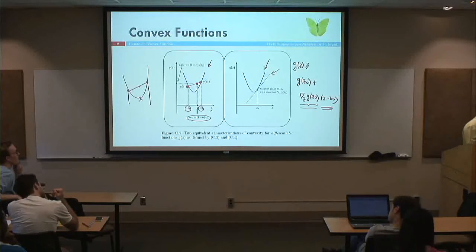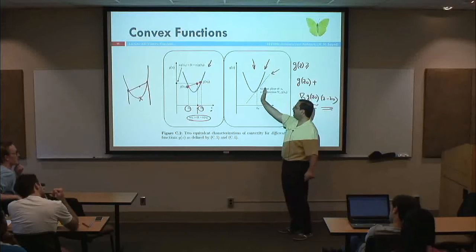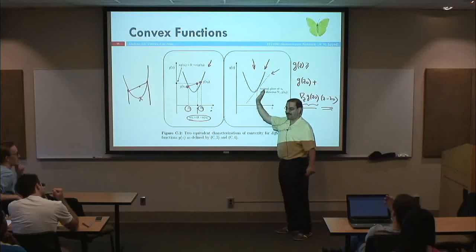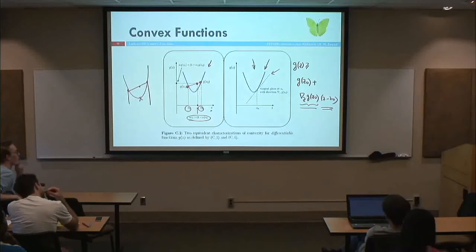This second definition will be very useful. It essentially tells you that given a convex function, I can always find an underestimator for it, a linear function, a hyperplane that approximates it from below. That's a useful characterization, okay? So let's move on.